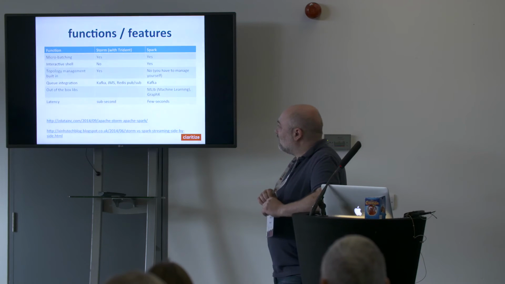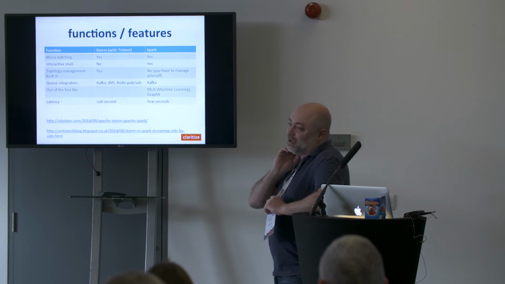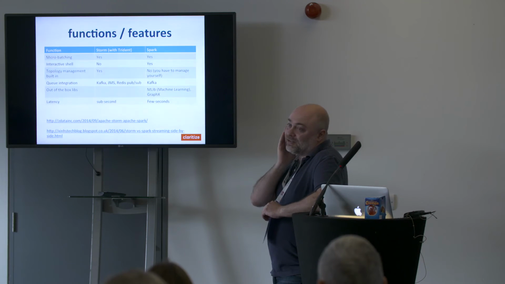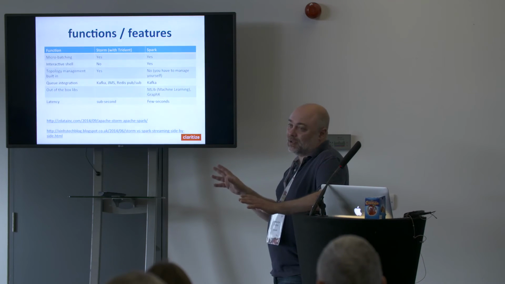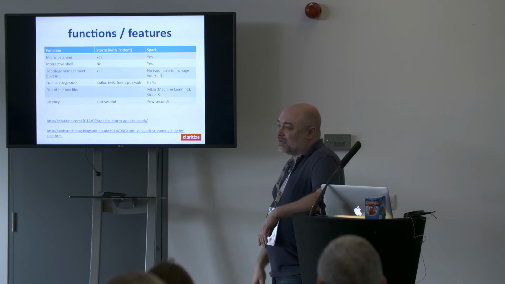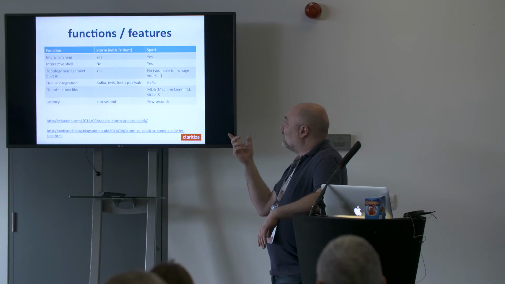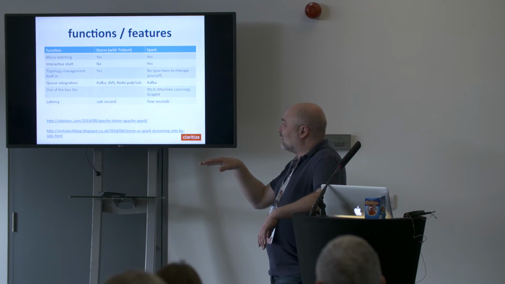So here's the problem with comparing functions and features. It is like comparing apples with oranges and pears, because there are loads of different features in both. If I tried to put a slide up with all the features, it would be almost ridiculously long. But I think the general features that I looked at were, obviously, Storm doesn't do micro-batching, Spark does. It does with Trident, but not out of the box.